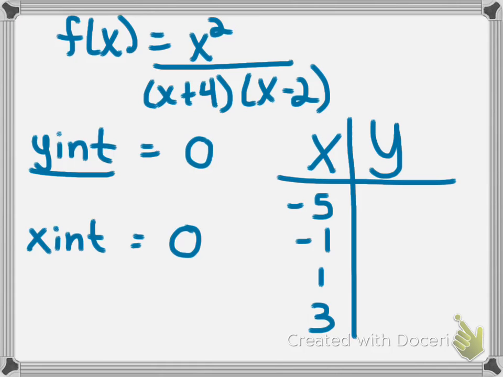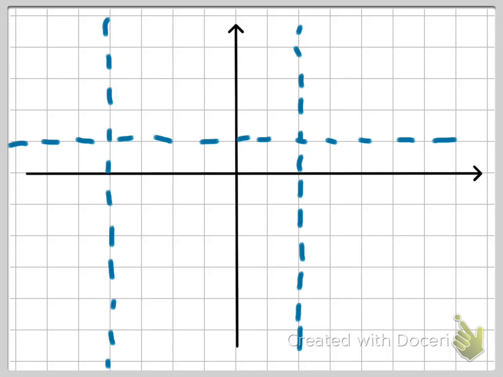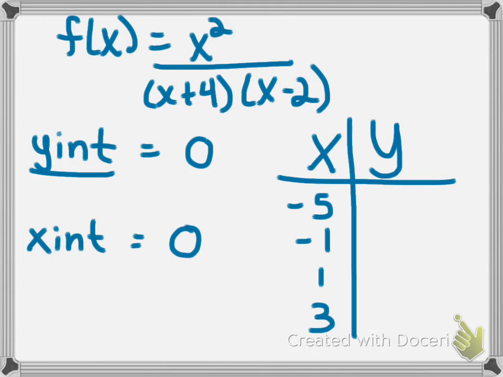So you might wonder where I got those values from. -5 was over here. -1 was right here. +1 was right here. And then 3 was right here. I'm just picking something on all sides of the asymptotes, things like that. That's all that I'm doing there. Okay, so I'm going to plug each of those in. So I'm going to plug in -5, -5 squared divided by, you can plug it into the factored version or the non-factored version. That's going to be up to you. You should get the exact same answer, so that's not going to matter.